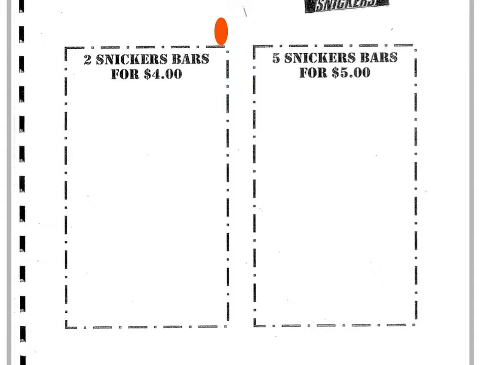I'm going to use an arrow instead. You guys are probably like, what is she doing? Okay, I'll put a star here. Okay, 2 Snickers bars for $4. And what if I had another one, 5 Snickers bars for $5? Which is the better deal? All right, we've got to figure that out.